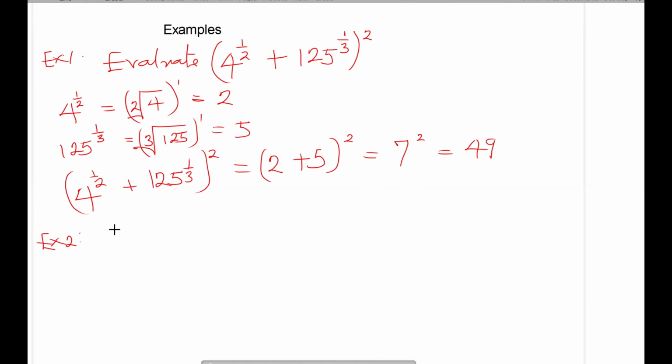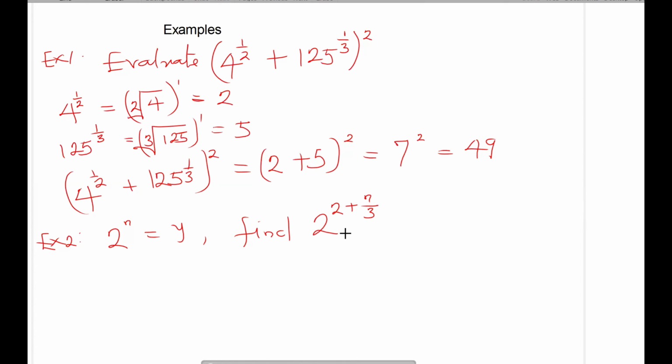Say example 2. The question is saying 2 raised to the power of n equals y. Now, find 2 raised to the power of 2 plus n over 3. That means we should find this in terms of y.